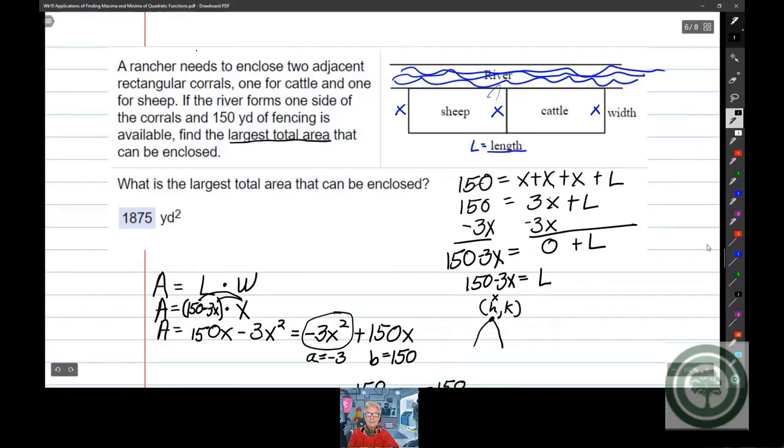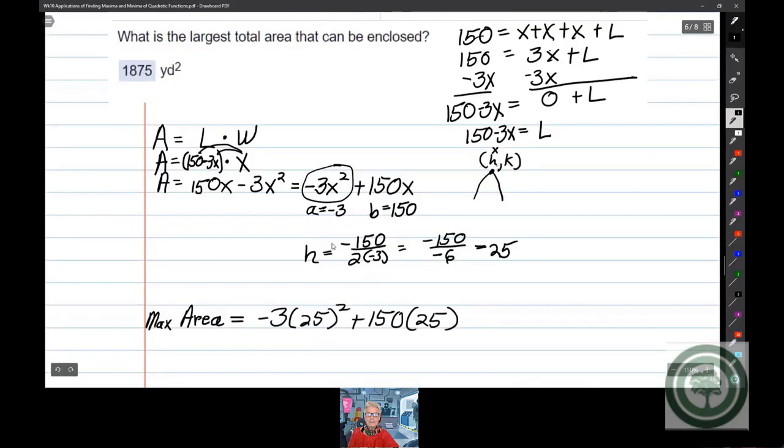So what is the other way to find the area? Well, if you know that x is going to be 25, x is the width, so that'll be 25. And then L is 150 minus 3x. X is 25, so that's going to be 3 times 25. So that'll be 150 minus 75, which is 75. So now let's multiply the length 75 times the width 25 and see if we get the right answer.